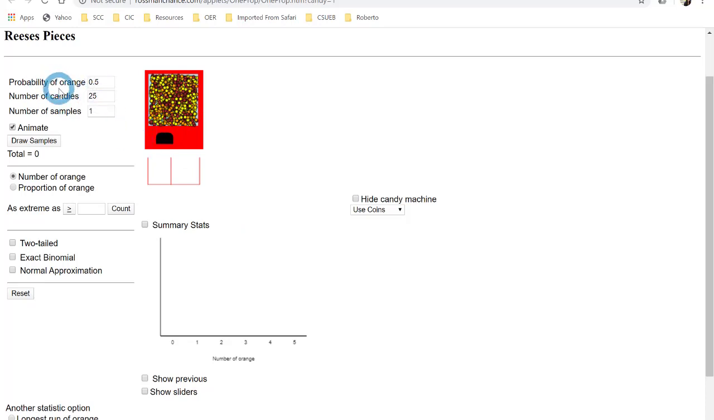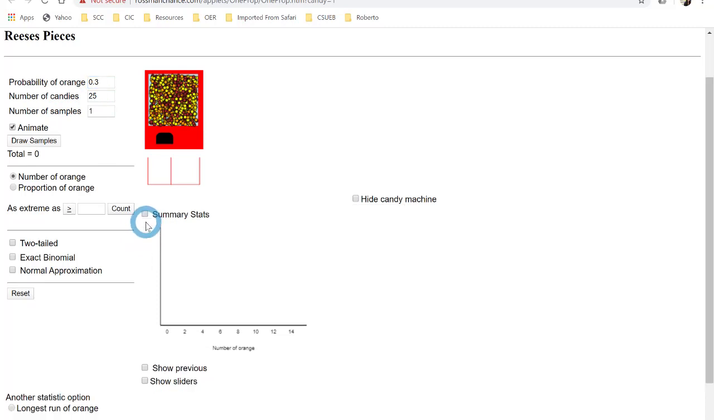So let me say the probability of drawing an orange is 50%. Actually, I don't think it is, because I think there are like 3 colors in Reese's Pieces. So I'll put 0.3. And let's say I want to select 25 candies, maybe as much as in a little bag. And let me go ahead and just take one sample.